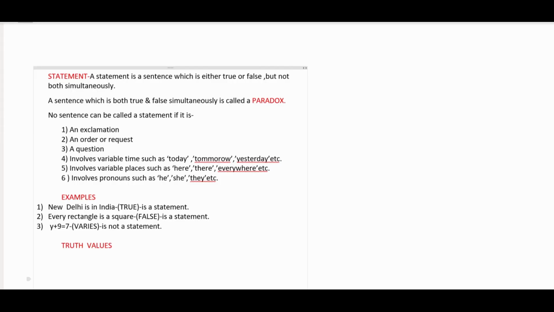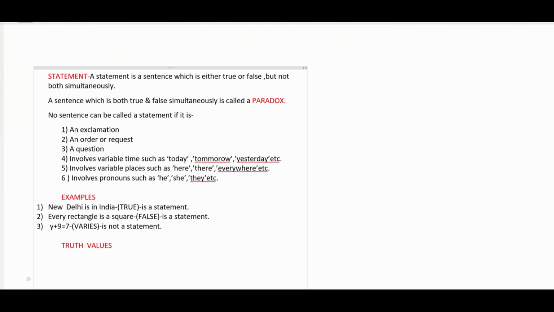Hello students, I am here with the chapter Mathematical Reasoning. Today I am teaching all the results and truth tables. After attending this class, you will definitely be able to solve the question. As you all know, we have one question from this chapter in JEE, and after attending this class, you will definitely attempt the question with the correct option.